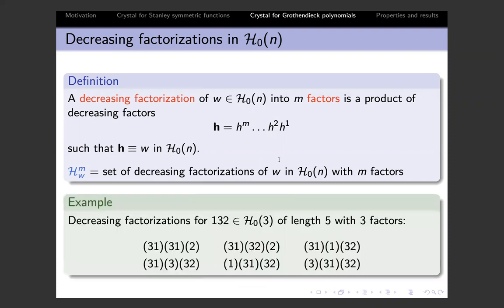So here is an example. Here's a reduced word in S3, which would be a representative of a congruence class. Now I'm going to look at factorizations into three factors of words of length 5 in the zero Hecke monoid. Here they're all listed. You can see again that each factor is decreasing. 3-1 is decreasing, 3-2 is decreasing, and so on. These would be the factorizations of length 5 into three factors of this W.